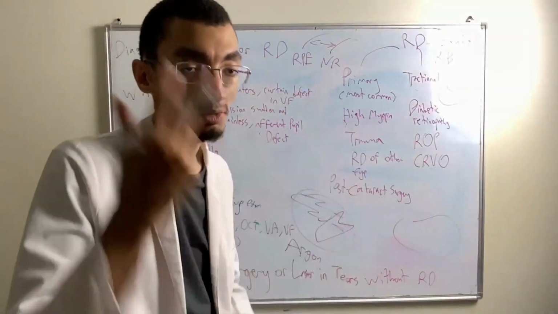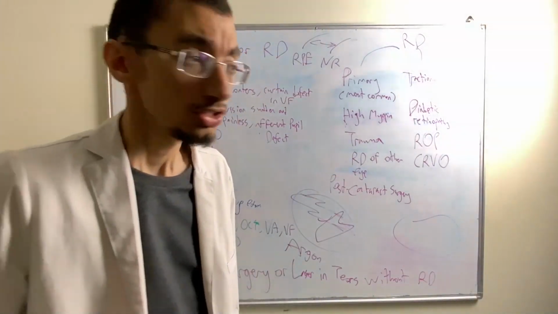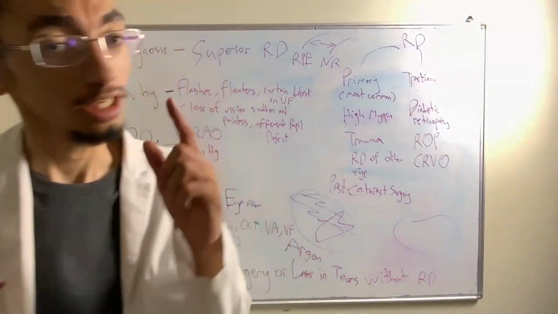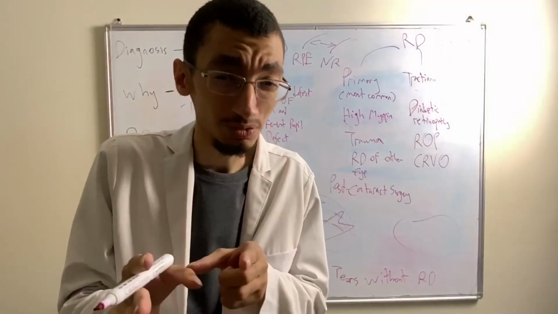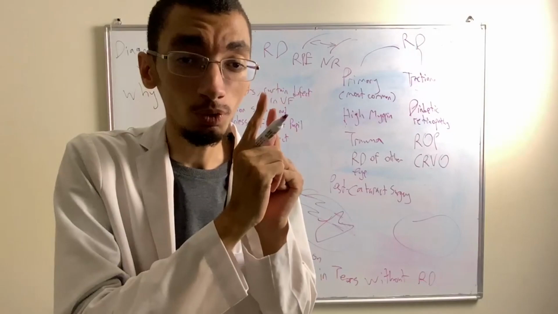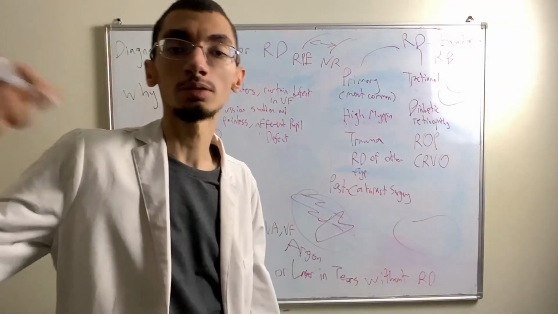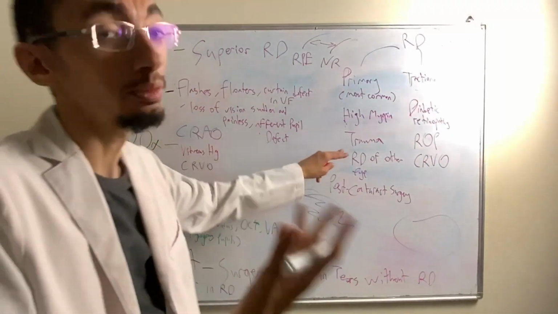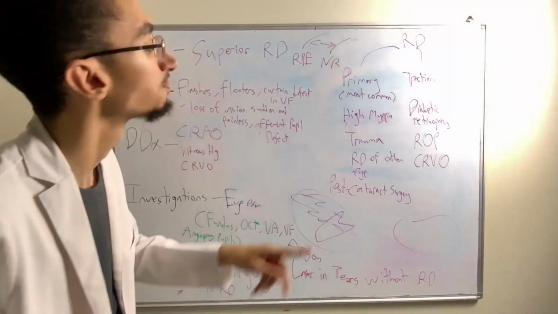Another cause is trauma to the eye. The third cause could be retinal detachment of the other eye. So if someone has retinal detachment in one eye, that's why you have to look at the other eye. Whenever you have a patient with retinal detachment, when you check one eye, you have to check the other eye, because there's also a risk of retinal detachment for the other eye as well. Also family history is another risk factor that could cause the primary type.